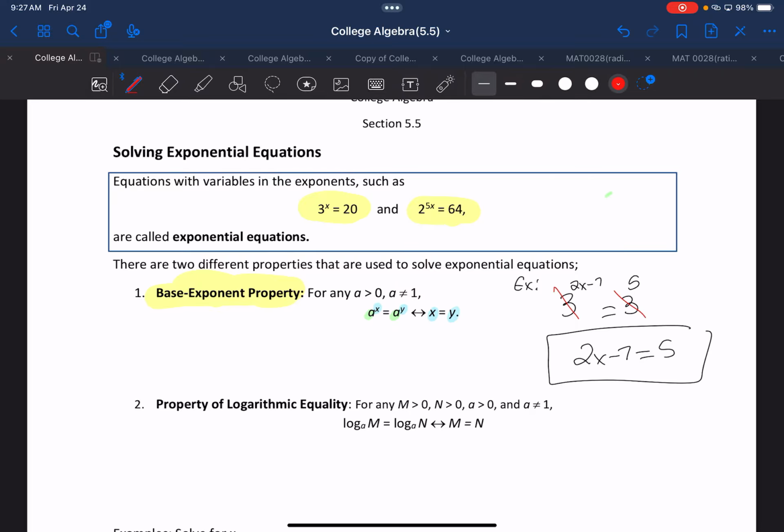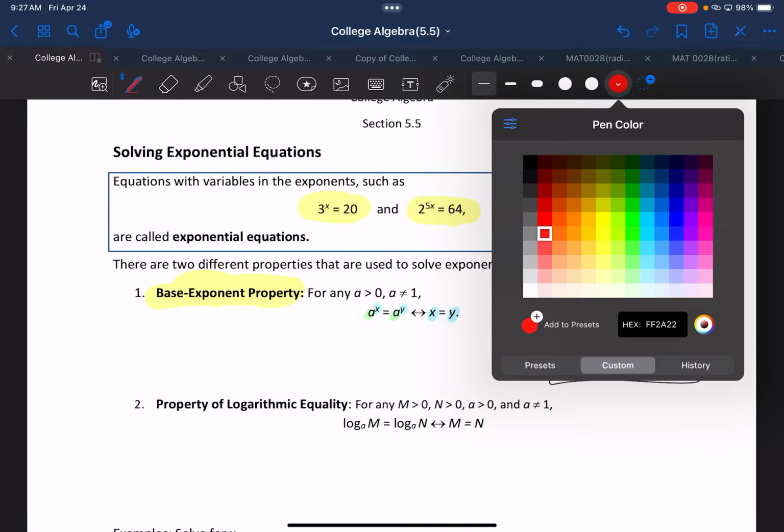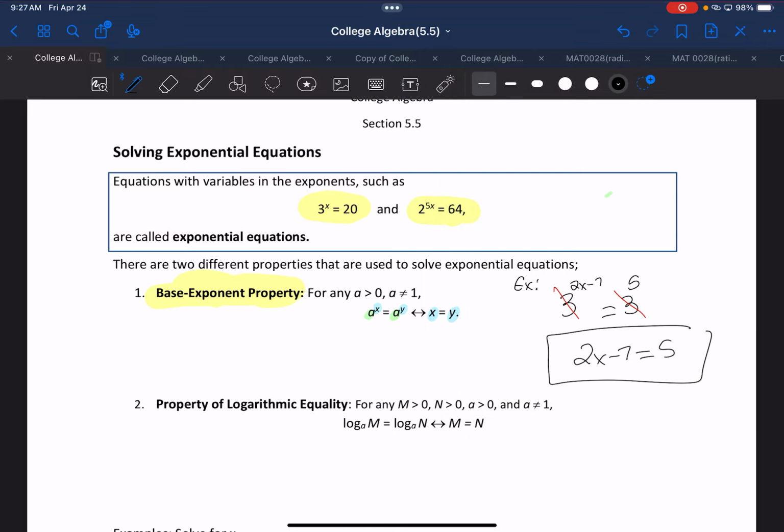Now, you can only use this property if the exponential expressions are isolated on each side. And you can only use this property if you can get their bases to be the same. It's not usually going to be already the same for you. You have to think a little bit and see if you can get them to be the same.